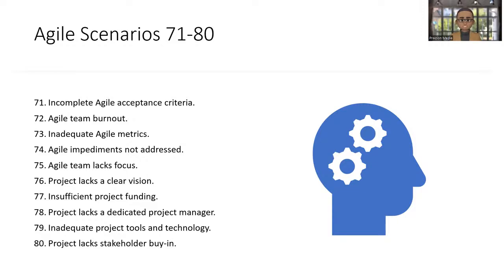Whose job is that? What about if the agile team lacks focus? Or if the project lacks a clear vision? Who's accountable for that? Or insufficient project funding, or number 78, the project lacks a dedicated project manager. What should be done? What about inadequate project tools and technology, or the project lacks stakeholder buy-in? What do you do?